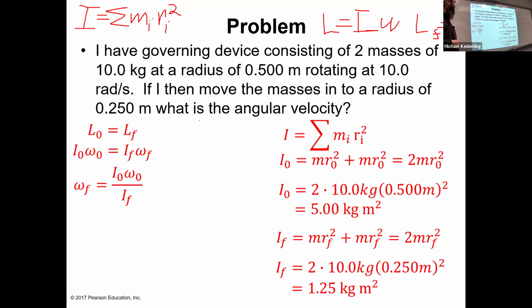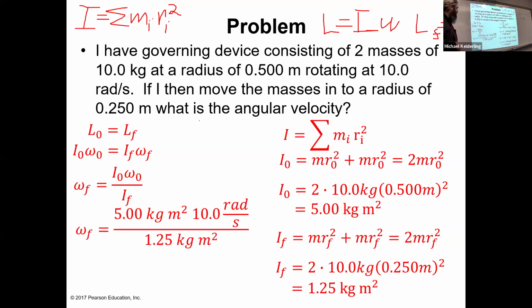So our final angular velocity is initial moment of inertia times initial angular velocity over final moment of inertia. So that's 5 kilogram meters squared times 10 radians per second over 1.25 kilogram meters squared, or 40 radians per second.